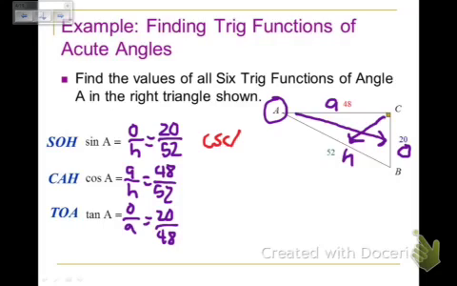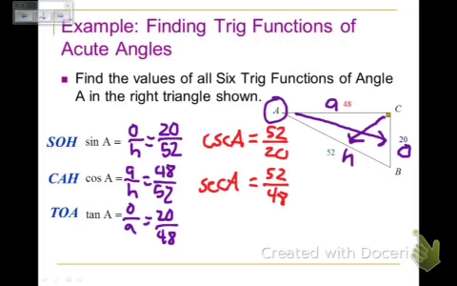the cosecant of A is just the exact opposite. It's 52 over 20. The opposite of cosine was the secant of A. I just flipped the cosine, 52 over 48. And the tangent is opposite over adjacent, so that means the cotangent is the exact opposite. I just flip it. It's 48 over 20. And now I've found the 6 trig functions.